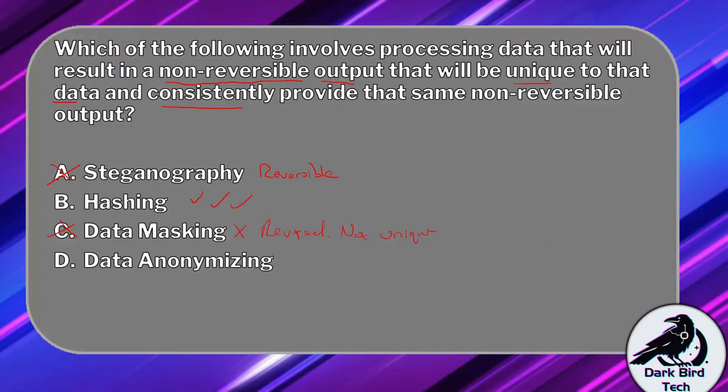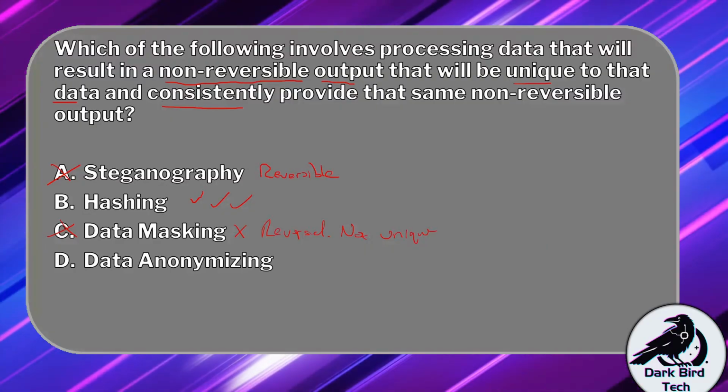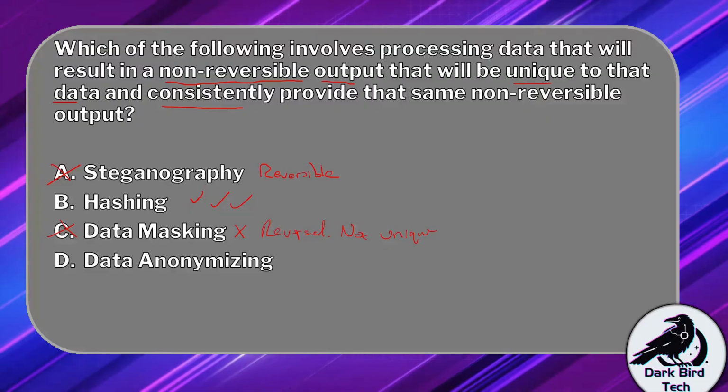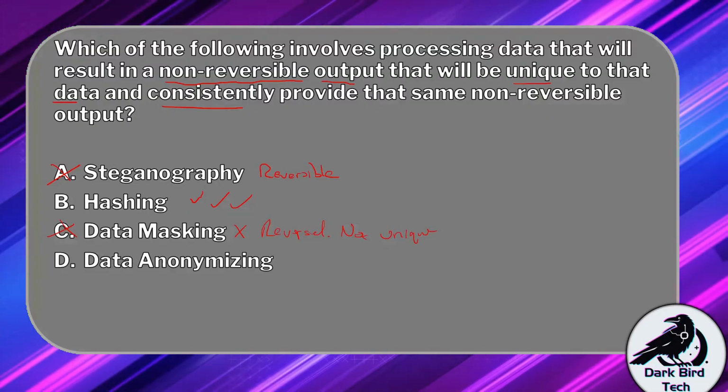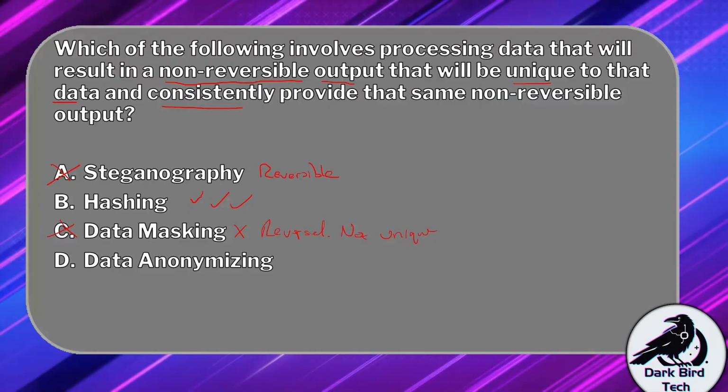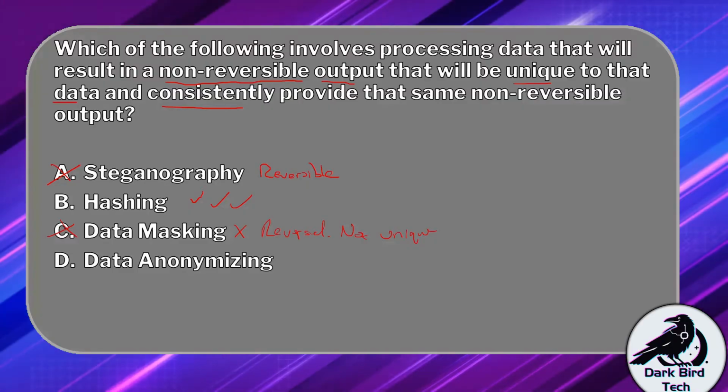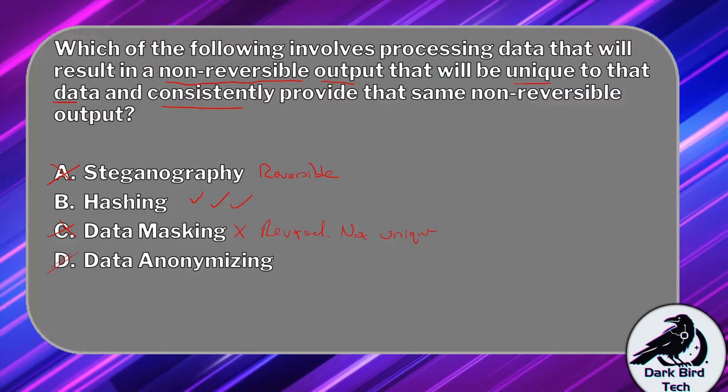Then data anonymizing. That's just taking away unique identifiers like someone's name or social security number or phone number or something like that. That doesn't feel like it'll be completely irreversible. So I'm going to take that out of the equation.